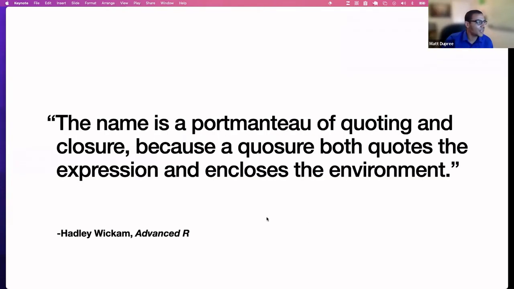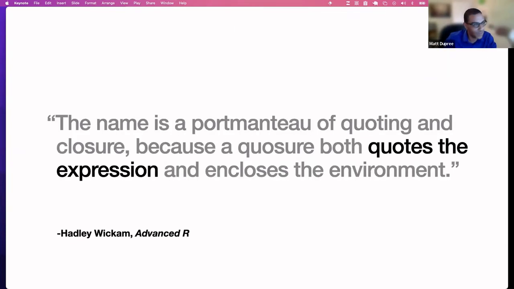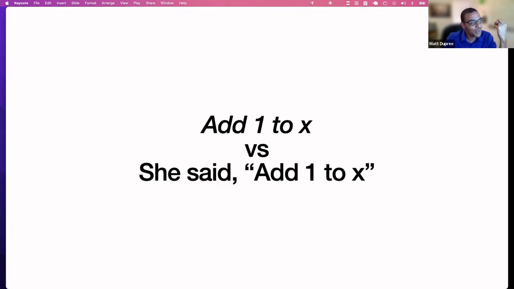Okay, so let's talk about this enclosure thing. The name is basically a combination of quoting and closure, because a closure both quotes the expression and encloses the environment. This is kind of the key to understanding this first line of code. There are two pieces to it. There's this idea of quoting an expression. What does that mean? I like to use an English language analogy. If you say to somebody, add one to X, that's a command they may go do if they're nice.